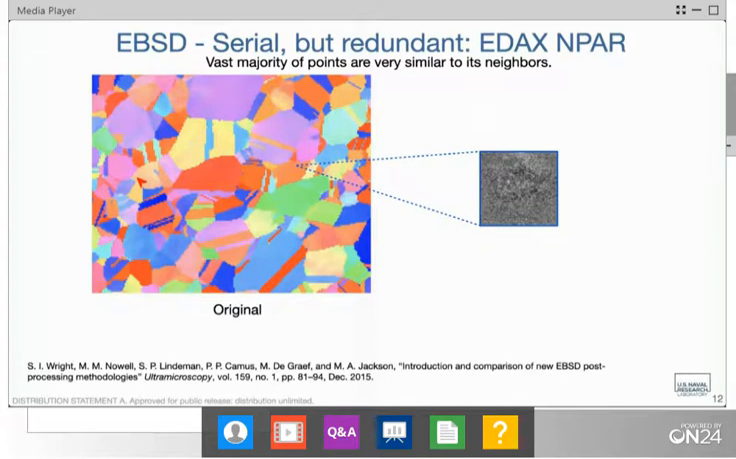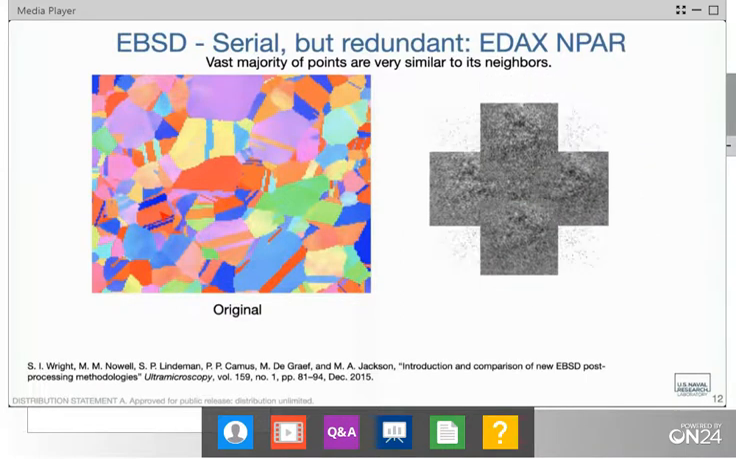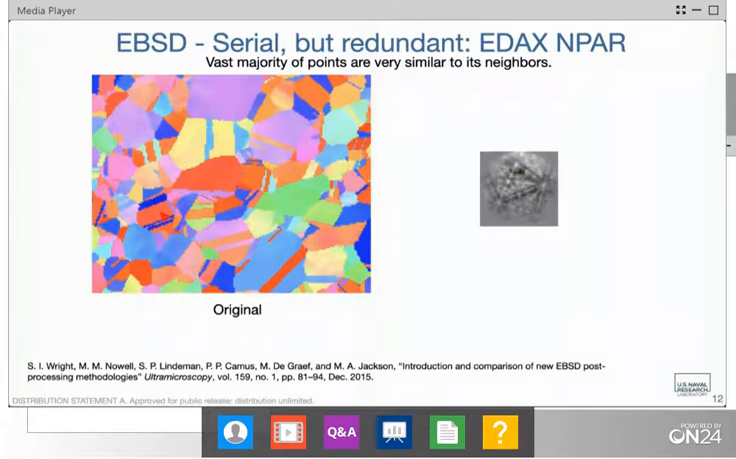So what we're going to do is take something that has a very low signal to noise ratio, and combine it with its neighbors. We take all these 4 points, and we simply average those patterns together. When we do that, we get something that's fairly easy to index. All of a sudden you do see the patterns. That pattern was sitting there the whole time, right?